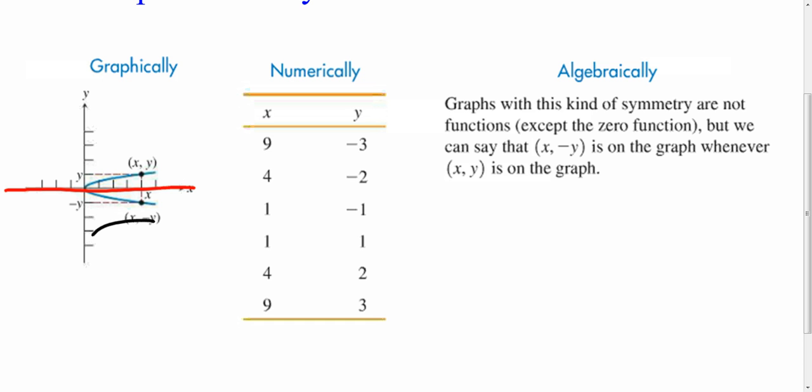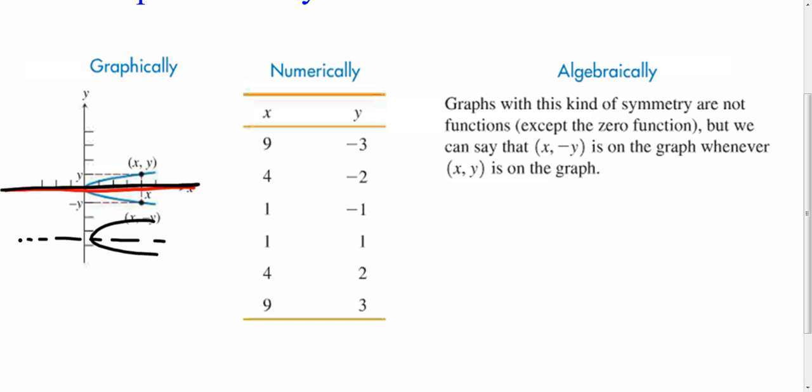So in other words, if the function were right here, yes, I could fold it in half horizontally and it would be perfect. However, I didn't fold it along this line. It has to be folded along the x-axis. Basically, here your y's are opposites of each other.